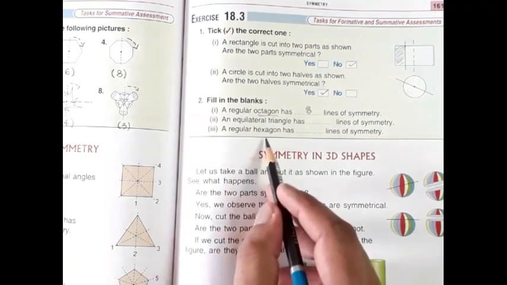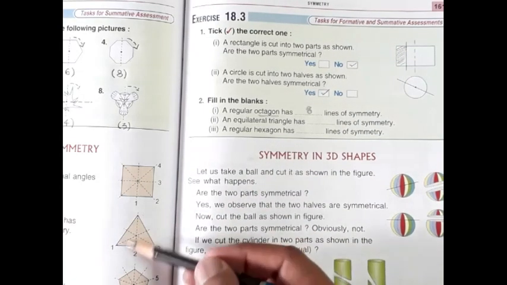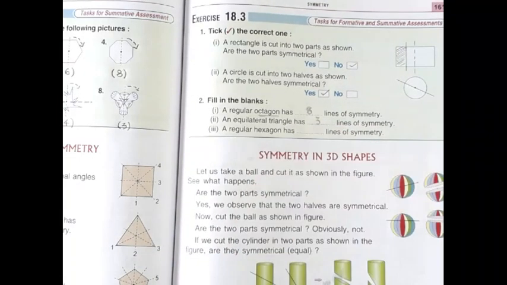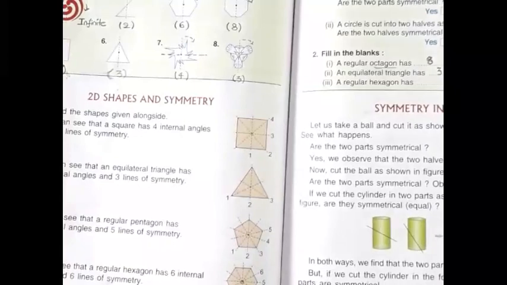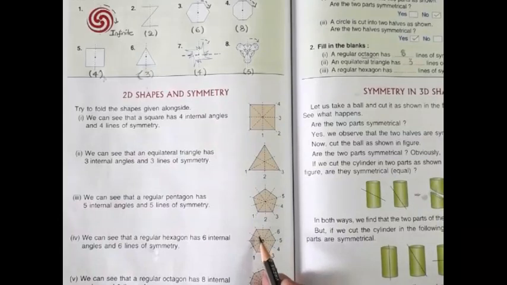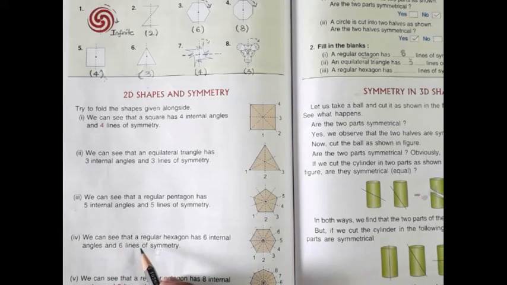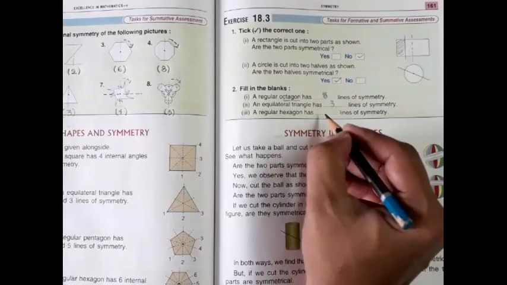Now an equilateral triangle has how many lines of symmetry? So look at this figure. This one is the equilateral triangle. So equilateral triangle will have 3 lines of symmetry. Next one. A regular hexagon has dash lines of symmetry. I will show you the figure hexagon. So this is hexagon. We can see that a regular hexagon has 6 internal angles and 6 lines of symmetry. Hence our answer is going to be 6.